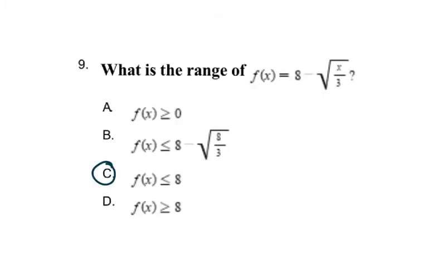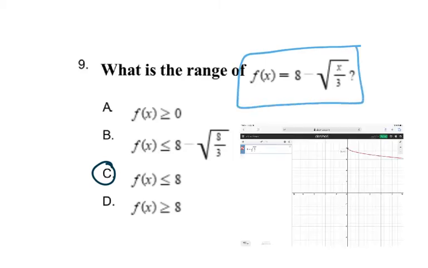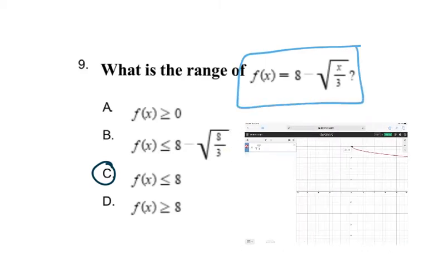Alright, this one's talking about range, that's your y values. So I'm going to go ahead and graph this in Desmos. Okay, so when you graph this one, the highest point it ever gets to, my little pen's not working all of a sudden. The highest point it gets to is 8, and then anything below 8. So that's why you're using the less than sign, because it hits at 8, and anything below 8. So the answer is C.